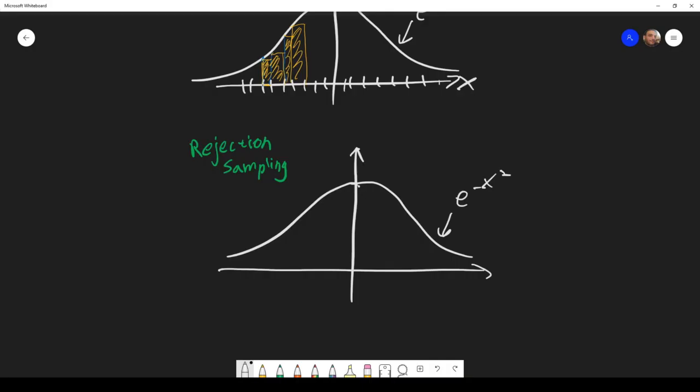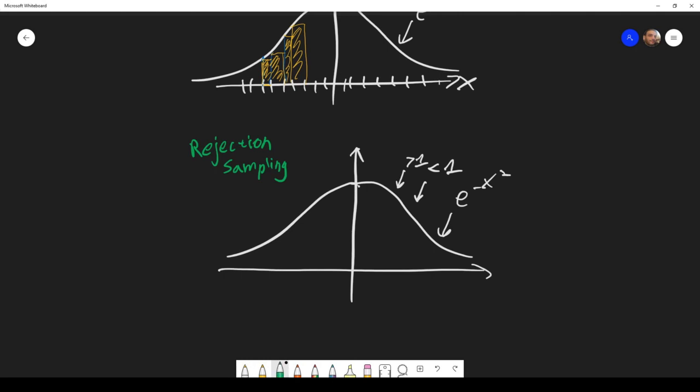Now, the integral you're looking for can be either less than 1 or greater than 1. And any distribution that you will use will always have an integral of 1. So what you need to do is bound the function that you are looking for, up to some constant.